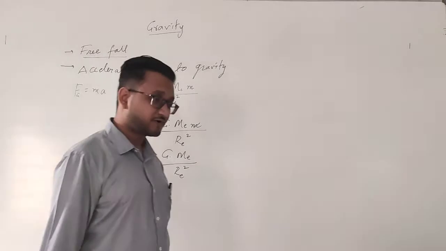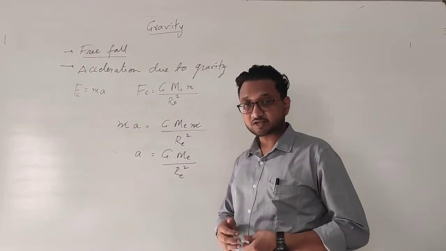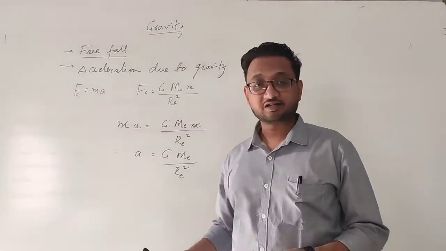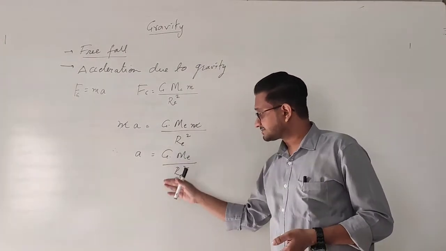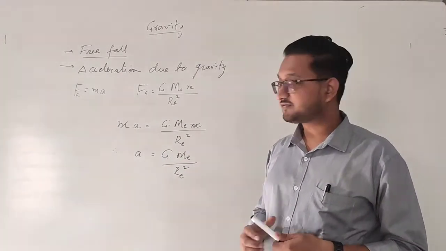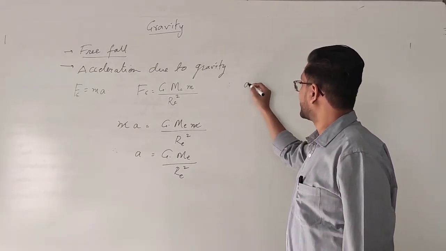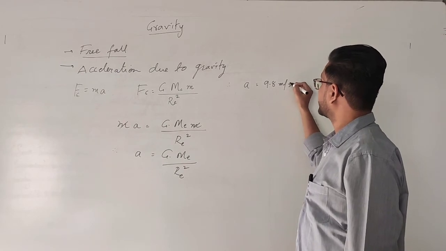Now all of these values are constant, that means the radius of the earth remains constant, the mass of the earth also remains constant, and G is the universal gravitational constant, and all you need to do is substitute these values and find the value of acceleration, which will give you somewhat a is equal to 9.8 meters per second square.